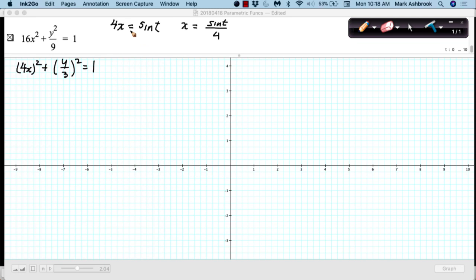Okay, let's keep going. What would we do next? And then you put y over 3, cosine t. Yep. So y equals 3 cosine t. All right, does it work? Is this the same set of points as that? So from here we went to this.